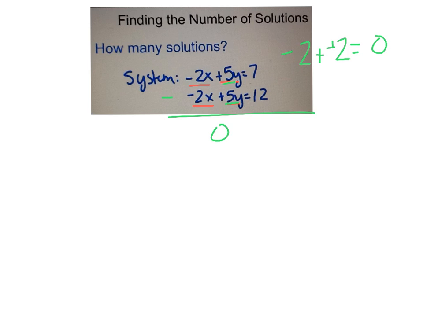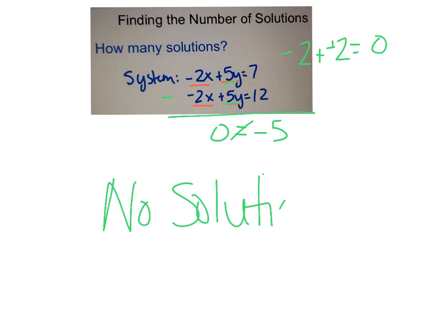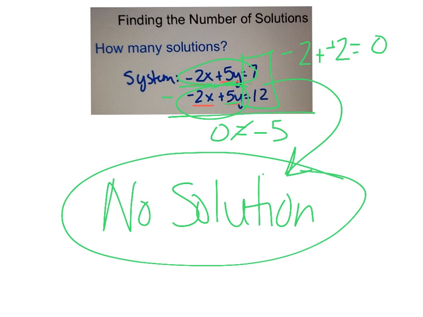So we're at 0 equals, and then 7 minus 12 is negative 5. Well, I think you also all know that 0 does not equal negative 5, so that's not true. So then in this case, the answer is no solution. Okay, to sum it up, our variables were the exact same, but our numbers weren't. That's kind of how you know it's going to be no solution.